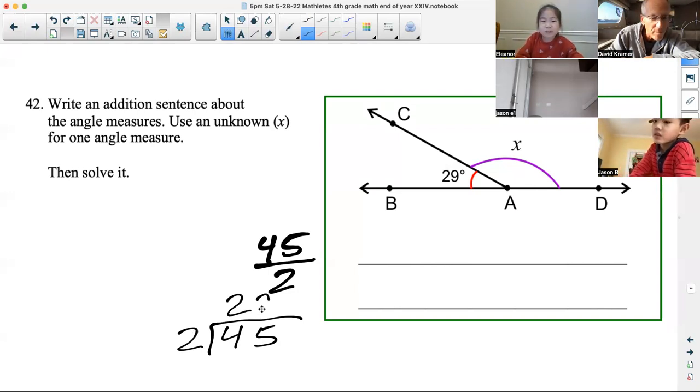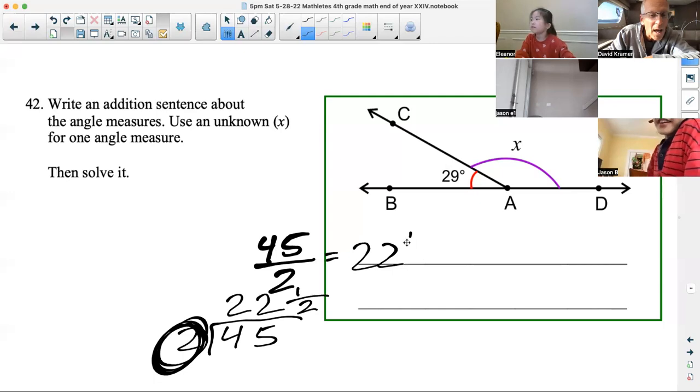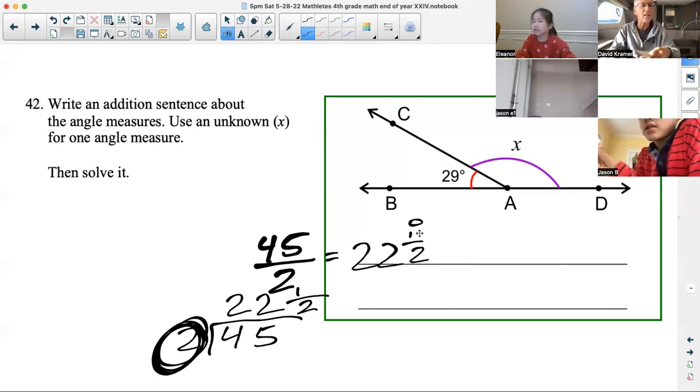2, but what if we made a 1? 1 what? Half. Guys, that's 45 divided by 2. 22 and a half. So 22 and a half degrees, guys.